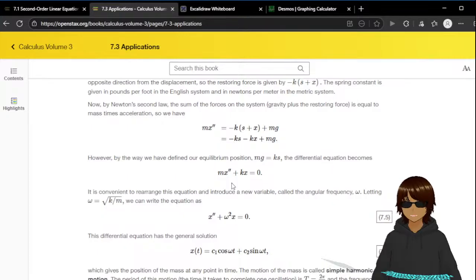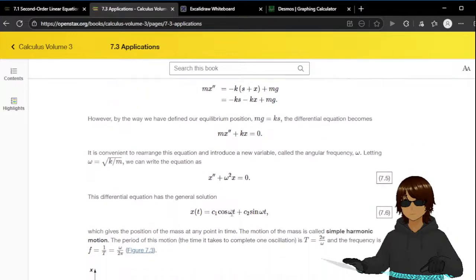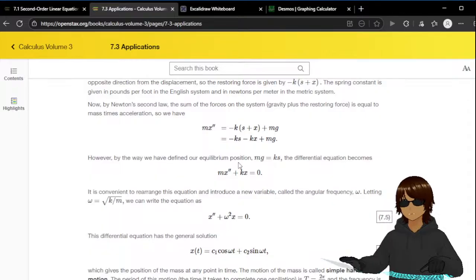It is convenient to rearrange this equation and introduce a new variable called the angular frequency, letting angular frequency be root k over m. We write this equation as... Oh no, what are they doing? Angular frequency squared. Where did this come from? Hold on. It's convenient to rearrange this equation and introduce a new variable called the angular frequency.